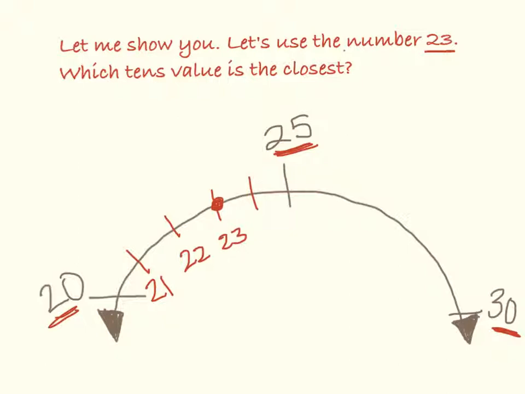So you can see on this curved number line that 23 is closer to the 20, which is the tens value 20, than it is to 30. If 30 is way over there, so we can see the value of 10 that is closest to 23 is 20.